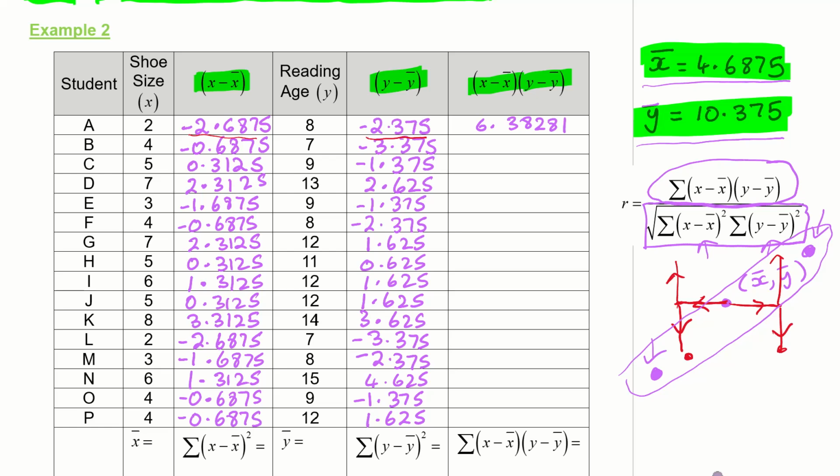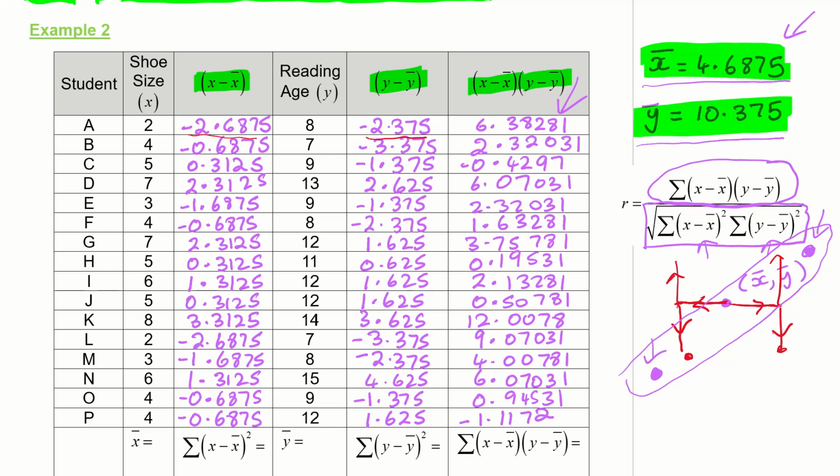So that first one was 6.38281. The next one, when we multiply those, is 2.32031. And I'm going to pause again and fill in the rest of those values. So I've completed all of the values now, and if we add up that column, we get 55.875.